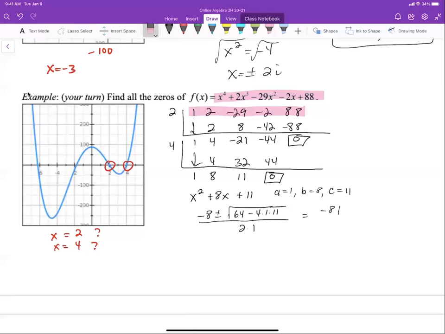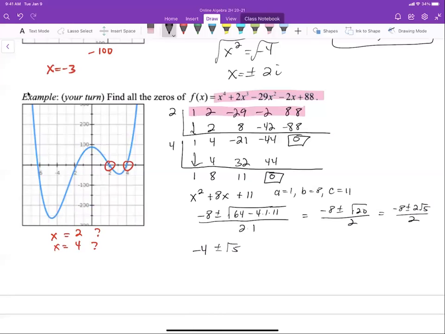Not sure what I'm doing. Plus or minus the square root of 20 over 2. Square root of 20 breaks down into 4 times 5. Square root of 4 is 2. That simplifies into negative 8 plus or minus 2 times the square root of 5 over 2. Both items in the numerator are divisible by 2, so I can simplify that further. That gives me negative 4 plus or minus the square root of 5.